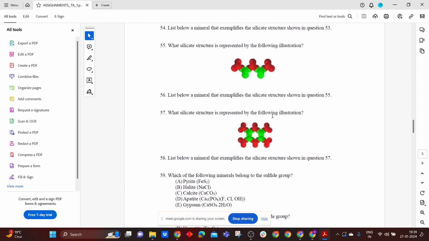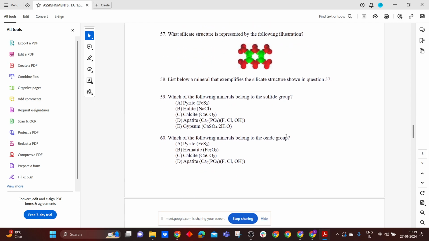So 57, I think it's very easy for you. Double chain. Yes, double chain inosilicate. And can you guys give an example of a double chain? Amphibole. Yes, amphibole. Okay.